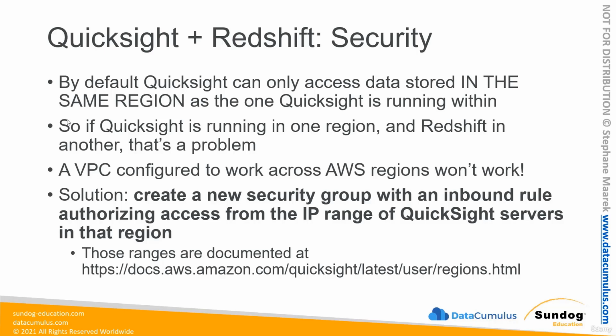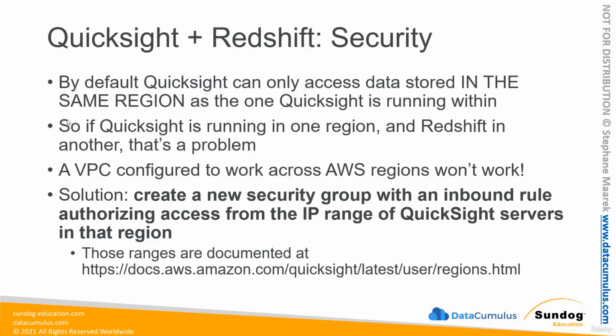You might think you could just create a VPC and configure that to work across regions, but that actually does not work with QuickSight. If you do have this situation, the way to fix it is to create a new security group with an inbound rule authorizing access from the IP range of the QuickSight servers in that region. So I'm highlighting this for a reason, guys. Those ranges are fortunately documented.